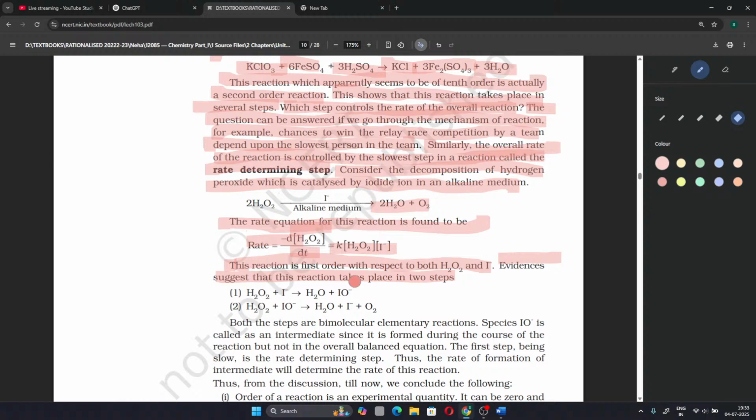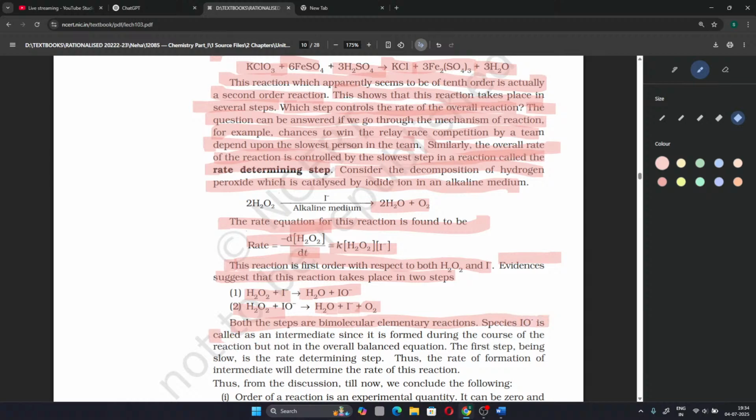But based on certain evidence, this is not a single step elementary reaction. It is H2O2 plus iodide, which gives H2O plus IO minus, and then H2O2 reacting with IO minus to give H2O plus iodide ion plus oxygen. This is a 2-step reaction. In this case, both steps are bimolecular elementary reactions.